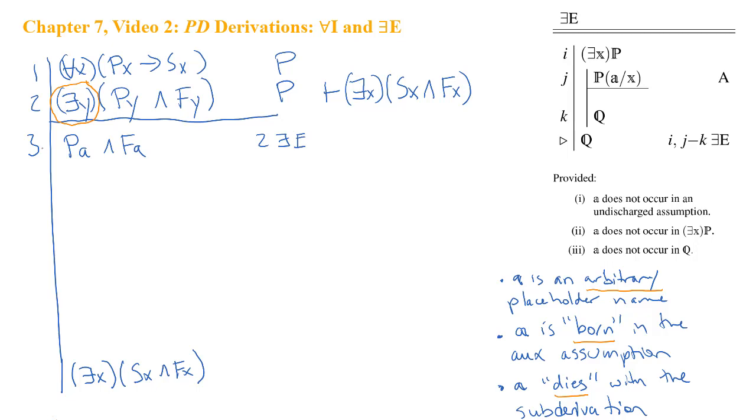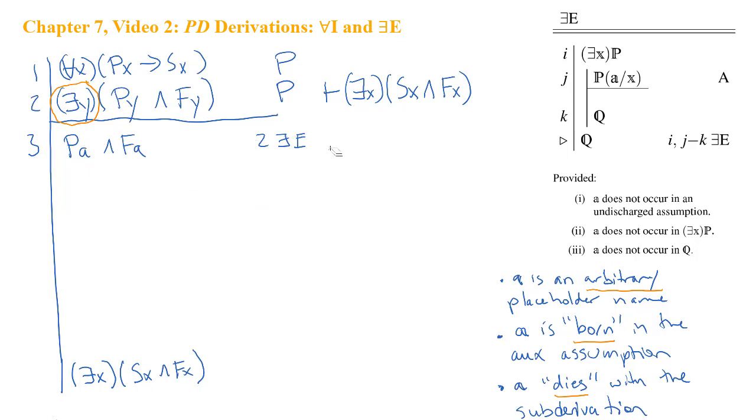This is a big mistake, and you can see why it's a mistake by thinking through it this way. Line 2 tells us that something is a philosopher and frightening, and then line 3 tells us that, say, A, or Albert, is a philosopher and frightening. But we don't know that based on line 2. We don't know that it's Albert. It might be Betty, it might be Fred, we don't know who it is. We just know that there is one.